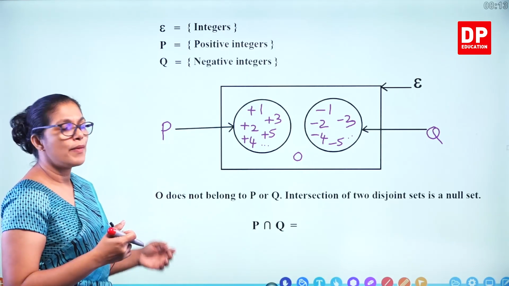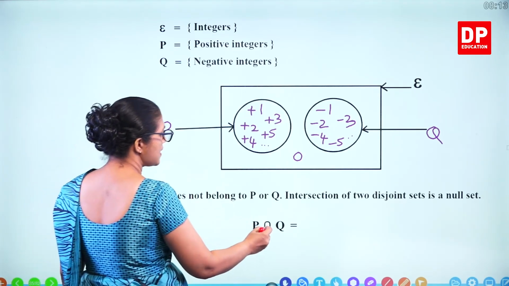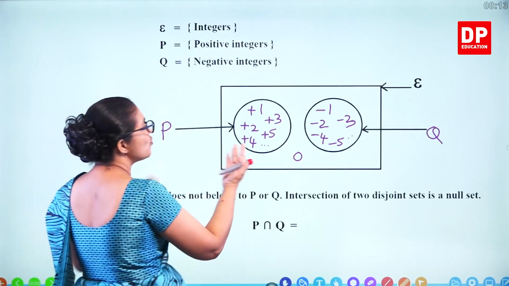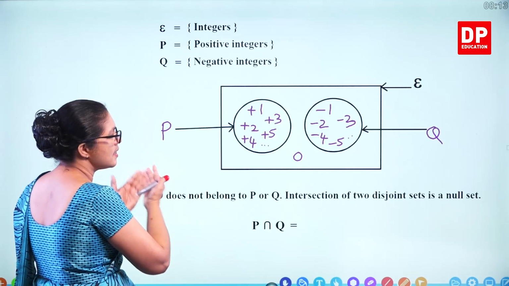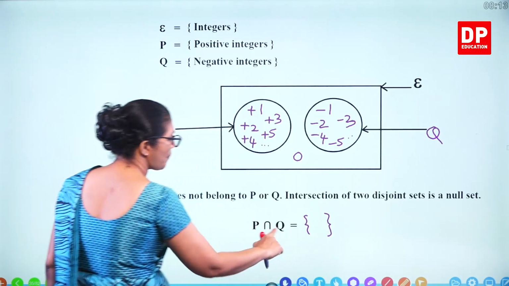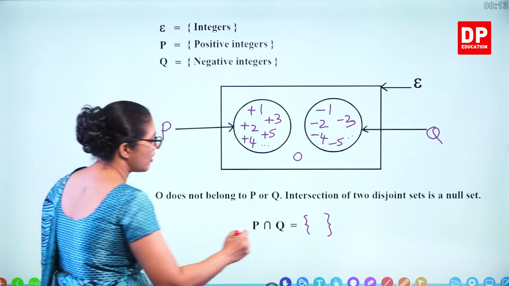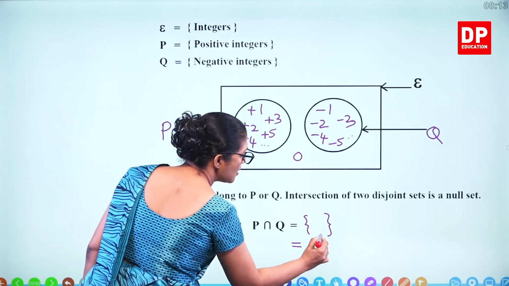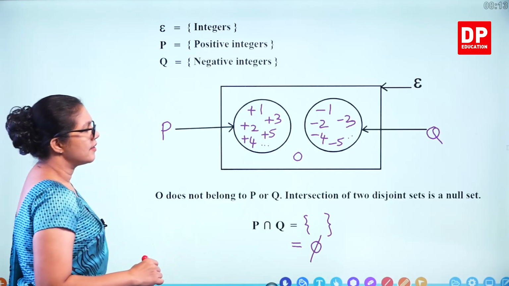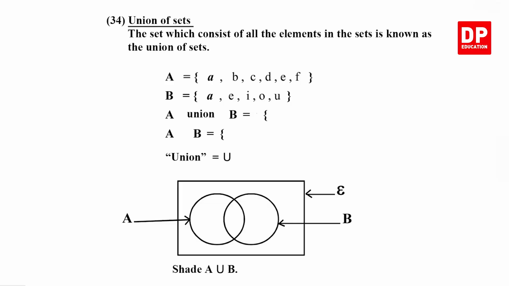So this is how we can represent positive integers and negative integers. There are no common elements. So what is P intersection Q? When there's no intersection, that's an empty set. Or you can write the intersection is phi. No intersection.